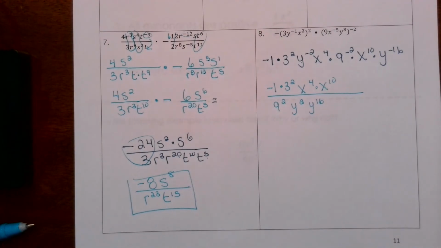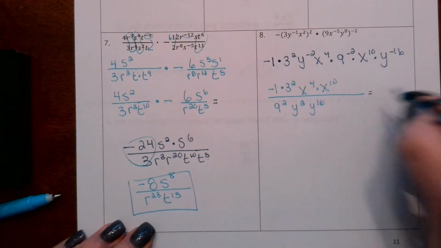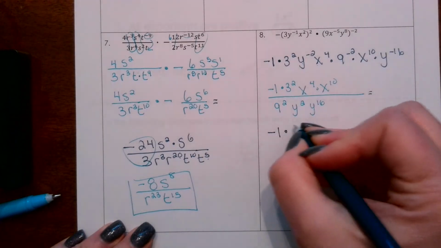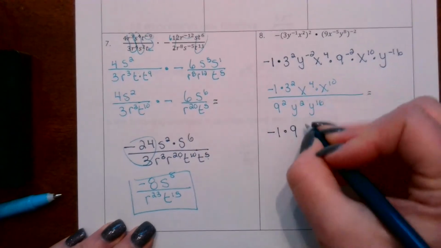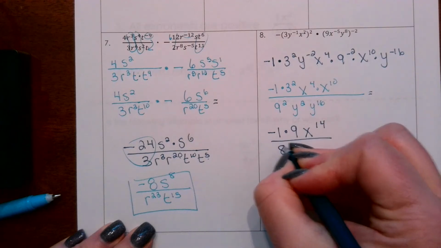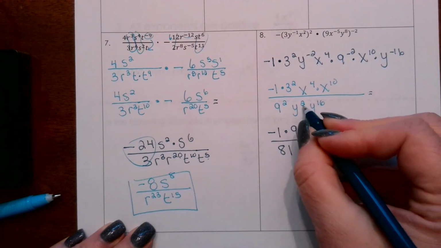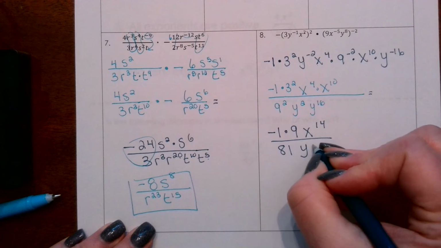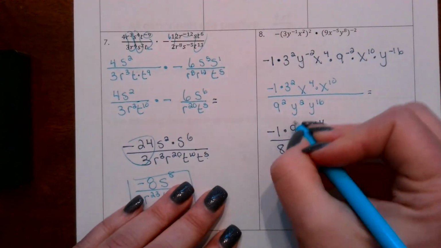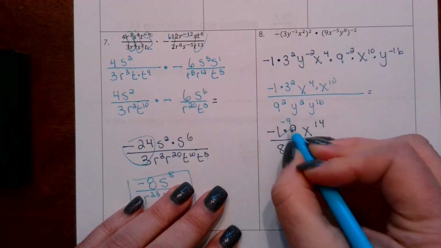Alrighty, it looks like I have some combining I can do. I can combine my x's. So I now have negative 1 times 3 squared is 9. 4 plus 10 is x to the 14th. 9 squared is 81. And 2 plus 16 is y to the 18th. I know negative 1 times 9 is negative 9.